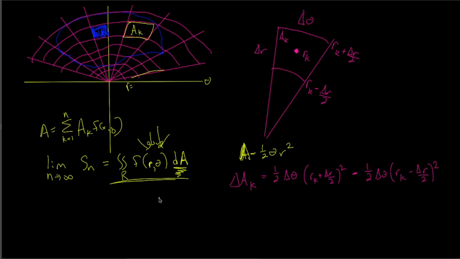So the difference between those two. Well, this becomes just an expansion and collecting of like terms. So I'll factor out the 1/2 delta theta, and then we'll leave behind r_k plus delta r over 2 squared, so it's going to be r_k squared plus delta r over 2 times r_k.